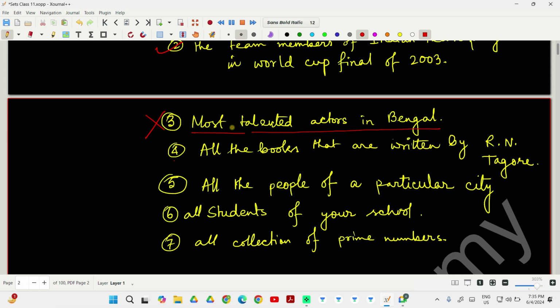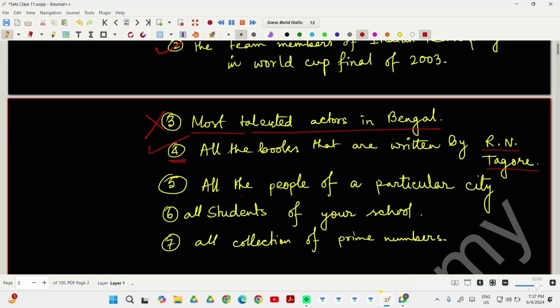So now tell me, what about number 4? Number 4 is a set because it is a well defined set, because the books which are written by Rabindranath Tagore are a collection, and it is well defined, because if we take any book or novel or poem, either it is written by Tagore or written by other writers. So this is a set.